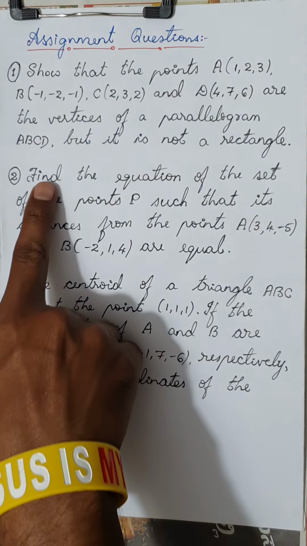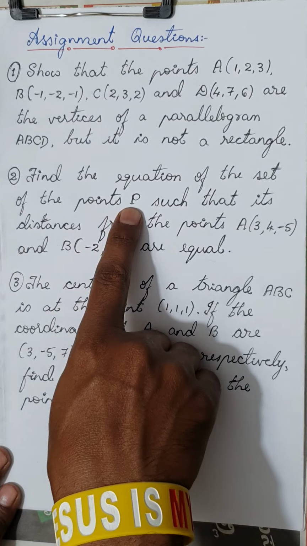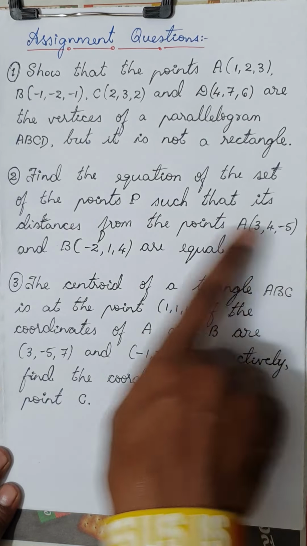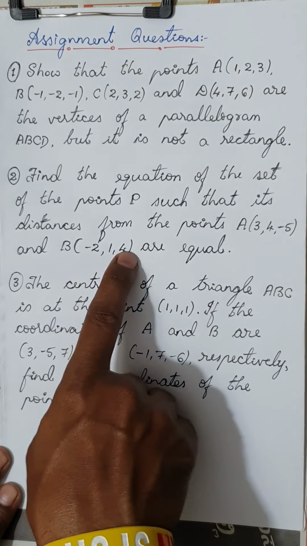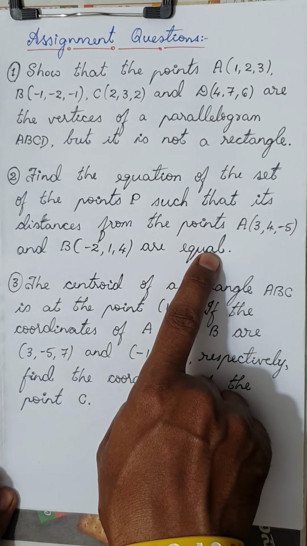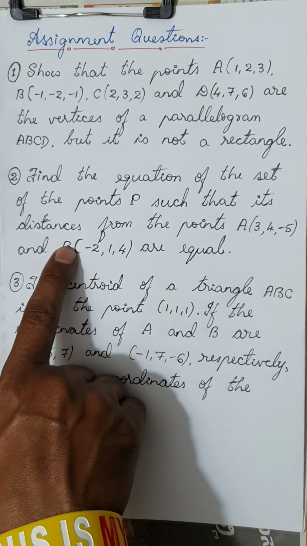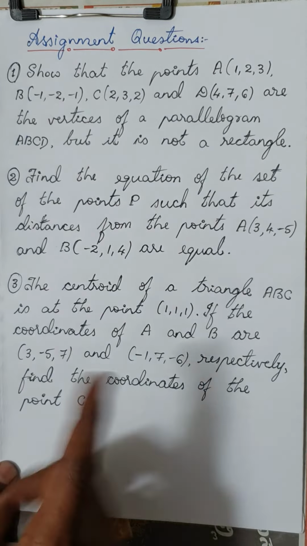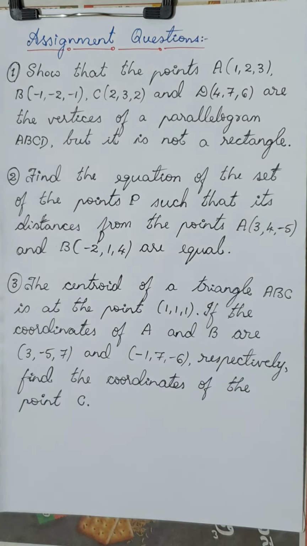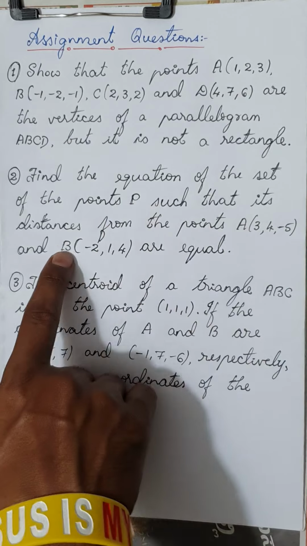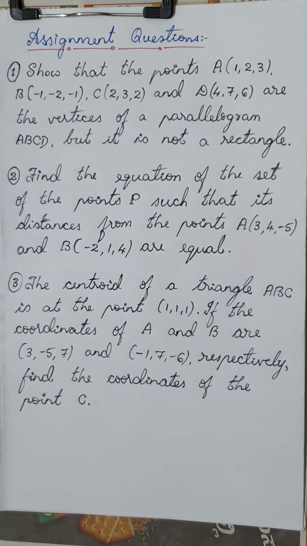Going to the second question: find the equation of the set of points P such that its distance from the points A(3, 4, -5) and B(-2, 1, 4) are equal. So what this actually means is, take P as (x, y, z), PA is equal to PB. Like the last question we tried, where PA square plus PB square is equal to k square, here the condition to use is PA is equal to PB. Use the distance formula and you will get the answer.